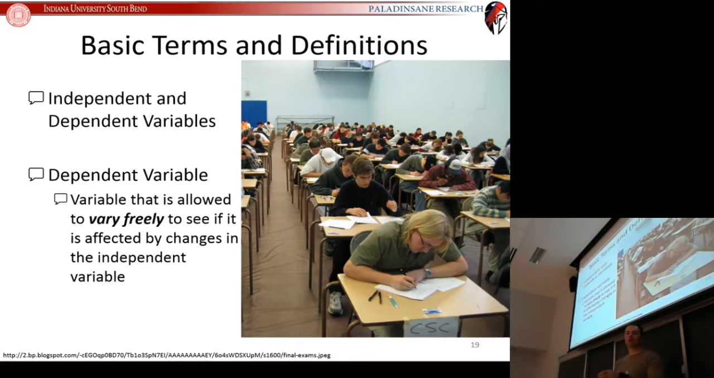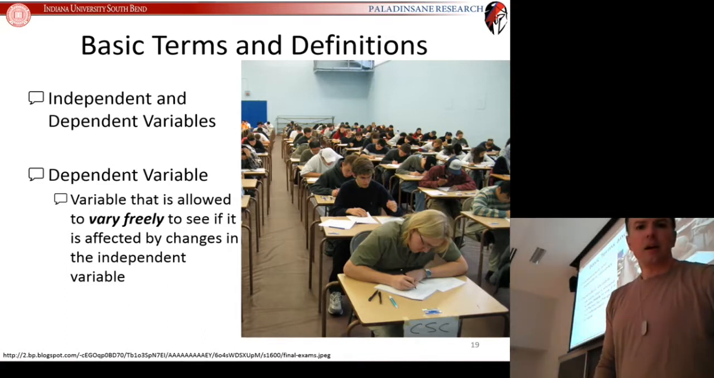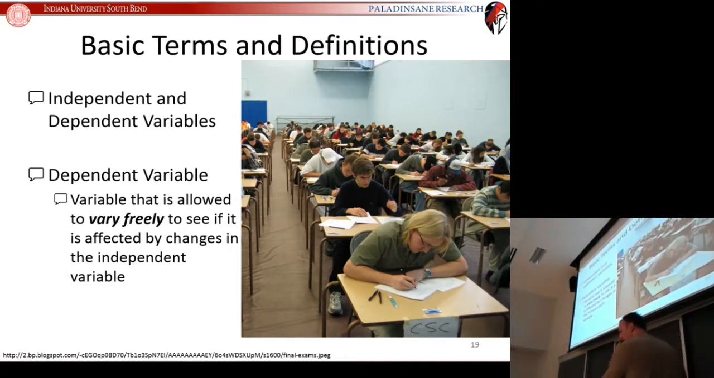So the dependent variable is the one that we just sit back and allow to vary freely. We allow them to do whatever they want in this particular experiment, and it's just what happens, what do they do, it's dependent on the particular subject. So again, performance would be a dependent variable that is dependent on how that subject actually does in that experiment. All right, so any questions on dependent variables?